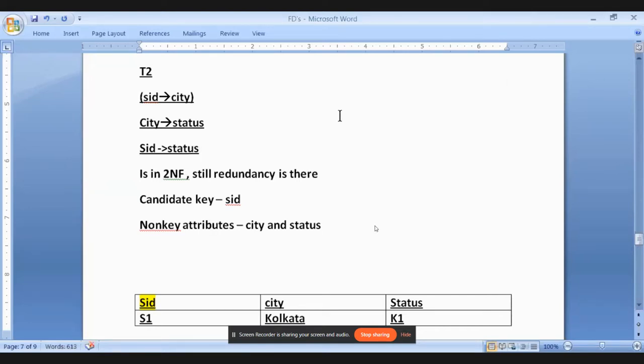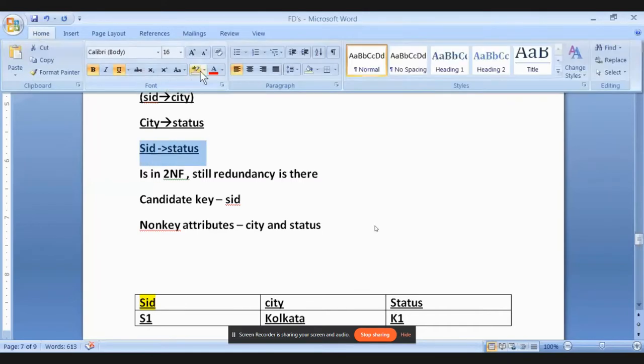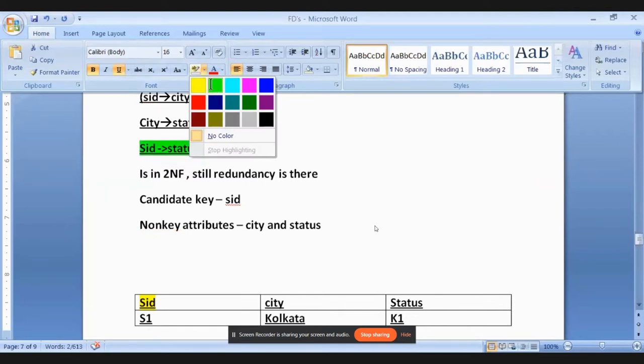Now, look into this new FD. The right hand side is a non-key attribute. Understand it carefully. The right hand side is a non-key attribute, and the left hand side is a candidate key. So a non-key attribute is dependent on the candidate key via which rule? Via the transitive rule. We got this new FD via the transitive rule.